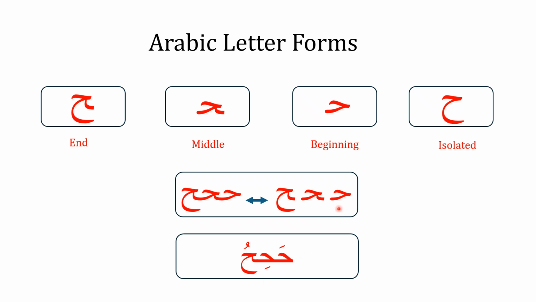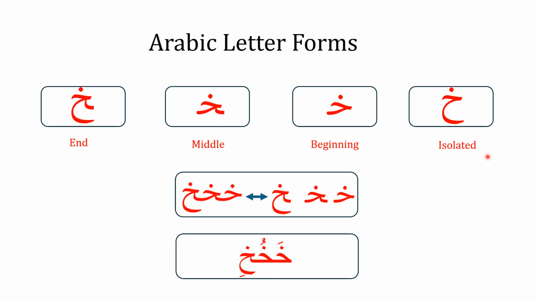Placed next to each other, so ha in the beginning, in the middle, in the end, and then we've made a word with the ha to show you how it is placed in the beginning, middle, and end of a word. And here we've added harakat, so ha, hi, hu.